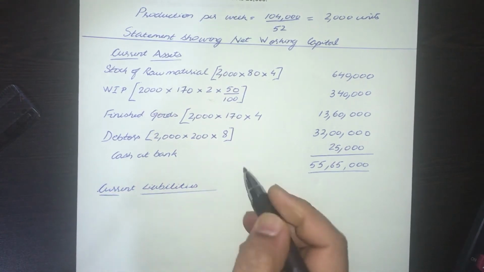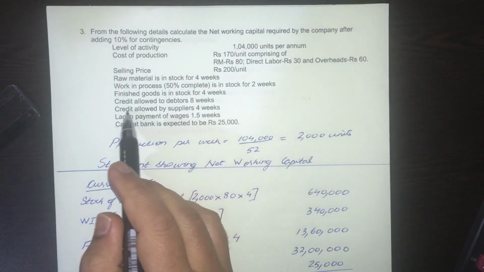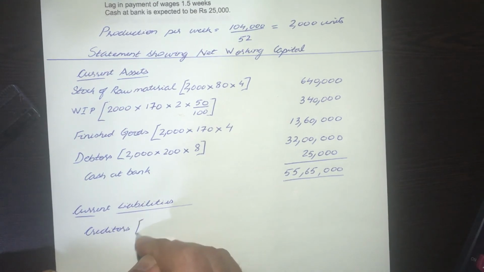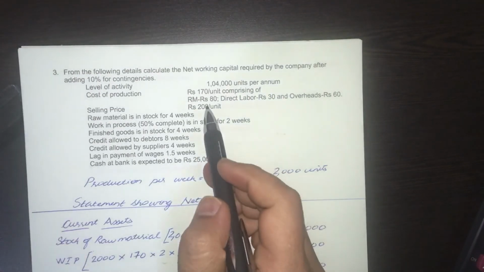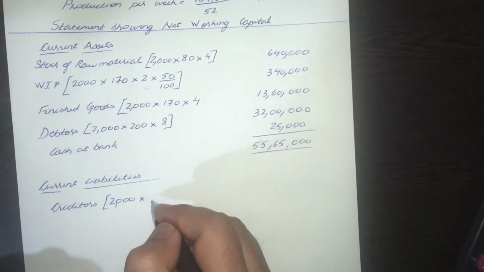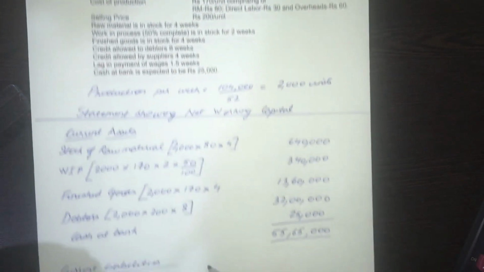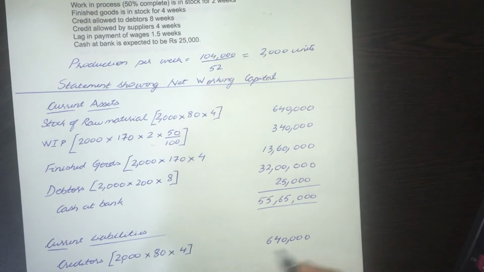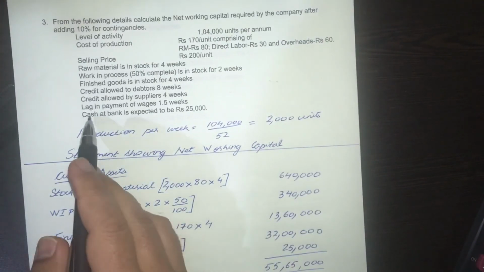Current liabilities. All right. What is your current liabilities here? Number 1, credit allowed by suppliers. So who are your suppliers? Your suppliers are your creditors. So creditors. Now what do you buy from your creditors? What do you purchase? Yes, you purchase raw material. So 2000 into the price of raw material, which is 80, right? See, raw material is 80 per unit. So 2000 into 80 into how many weeks? Credit allowed by suppliers, 4 weeks. So that works out to 6,40,000.